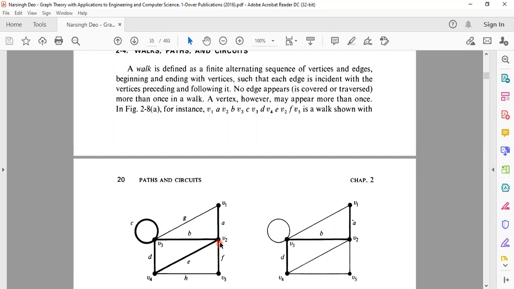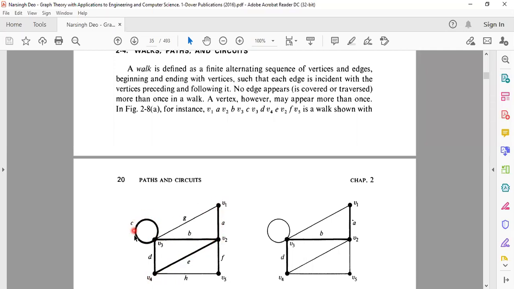But the point is that I cannot trace further. This can be a walk because the edges are not being repeated. The edges are not being repeated. Now, if from V2 I try to go back to V1, then this particular edge A will repeat itself twice. Okay, up to this was all right.